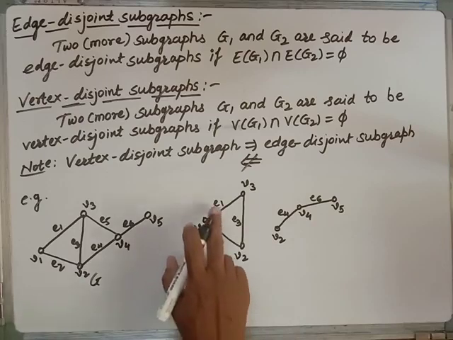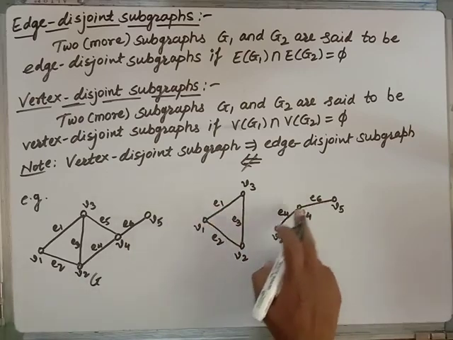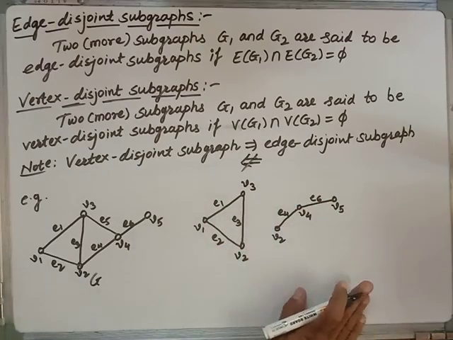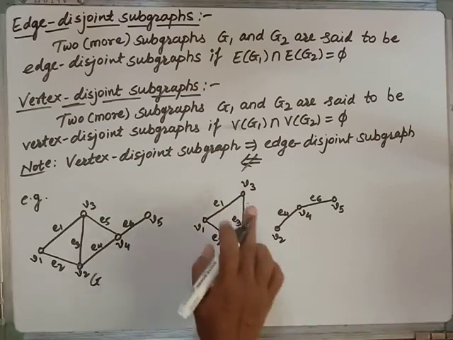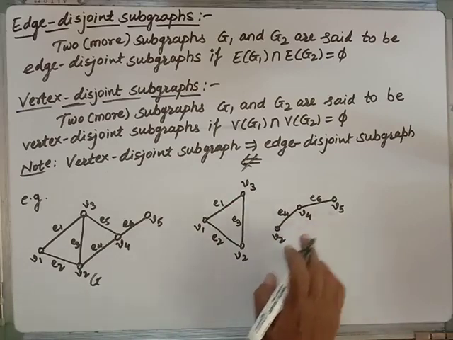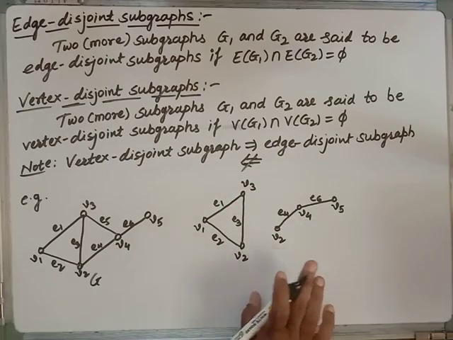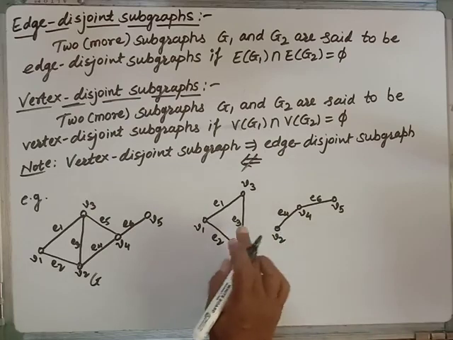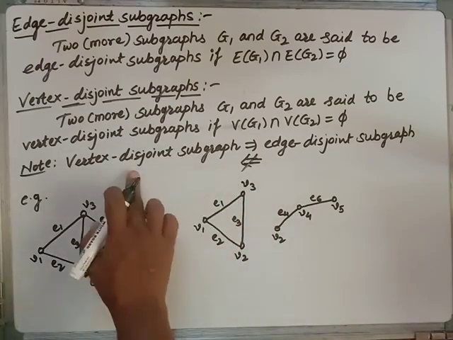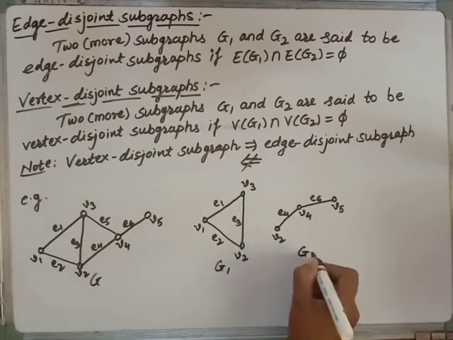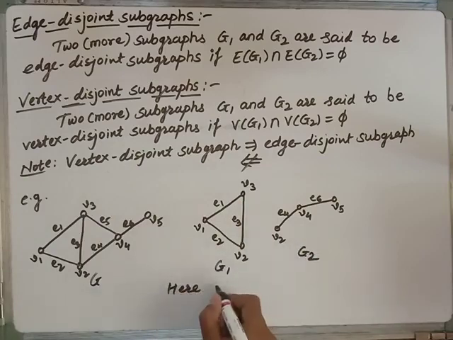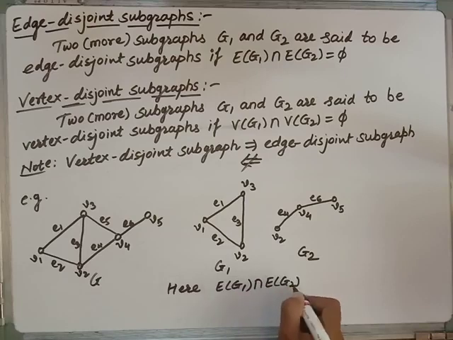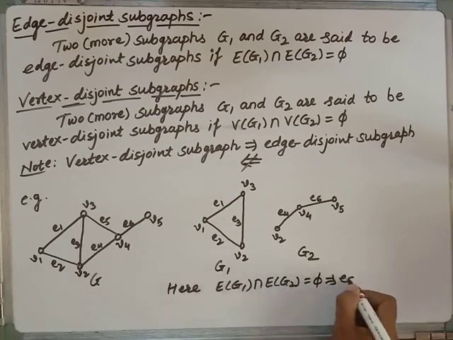So now look at here, the edges are E1, E2, E3 while the edges are E4, E6. So edges are disjoint, right? Their intersection will be an empty set. But what about vertex set? It is V1, V2, V3 while here V2, V4, V5. So V2 is common between them. So vertex sets are not disjoint, right? So edge disjoint are these, but not necessarily vertex disjoint. Let it be G1 and this will be G2. So here E of G1 intersection E of G2 is an empty set, which implies edge disjoint.